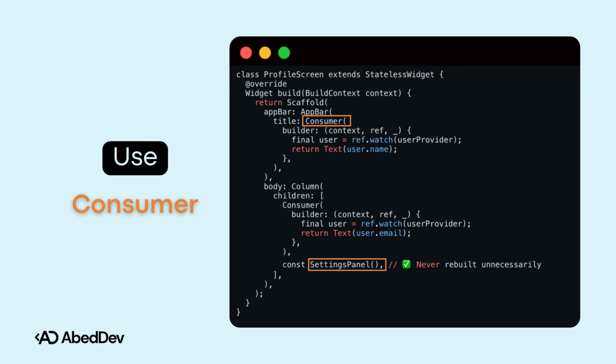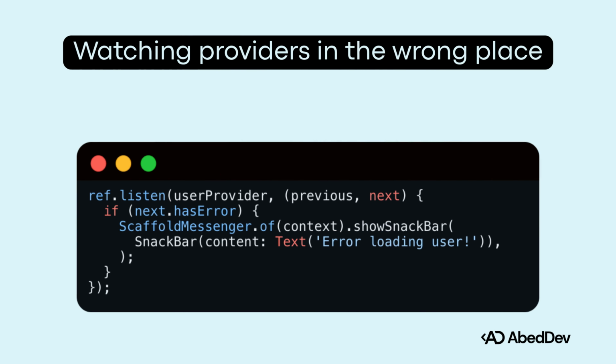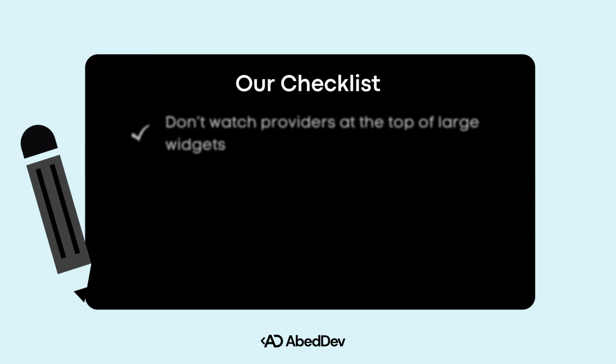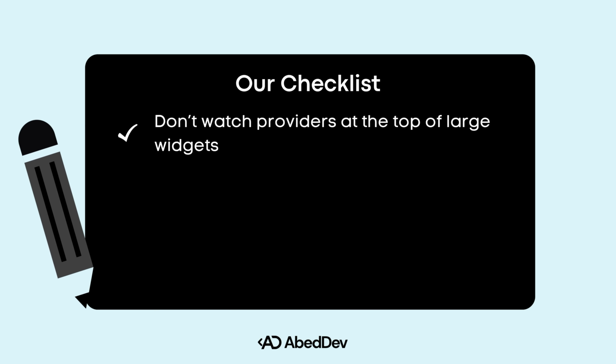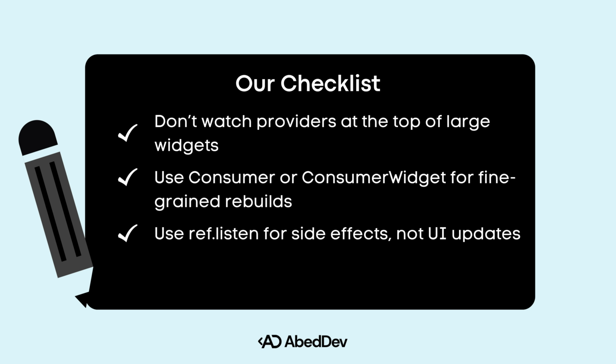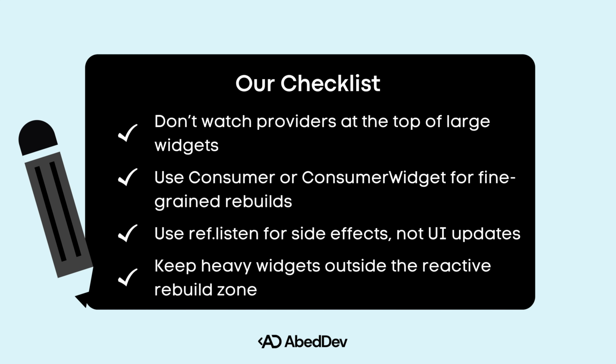Now, the settings panel stays stable, improving performance significantly. Here's the pro tip: use ref.listen for side effects. Here's a checklist. Don't watch providers at the top of large widgets. Use Consumer or ConsumerWidget for fine-grained rebuilds. Use ref.listen for side effects, not UI updates. Keep heavy widgets outside the reactive rebuild zone.